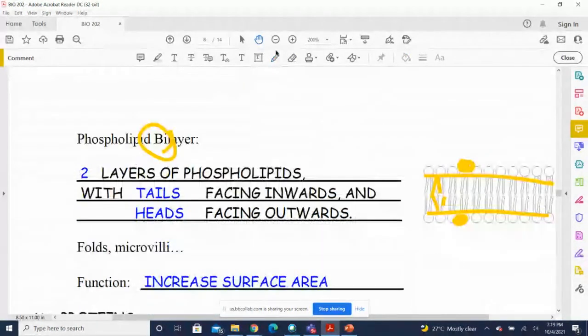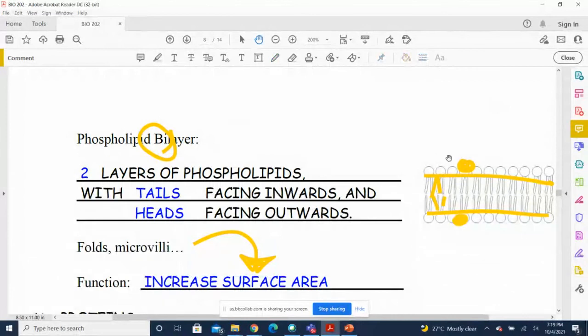One thing that we can sometimes see in the phospholipid bilayers, and again, we've already talked a little bit about that, is many different kinds of folds or microvilli. The goal of that was really just to increase the surface area of the cell membrane.